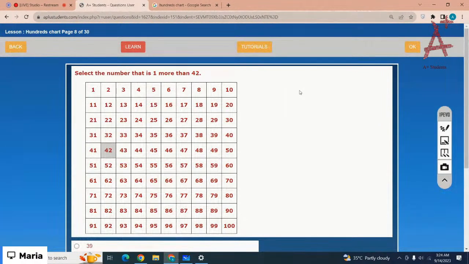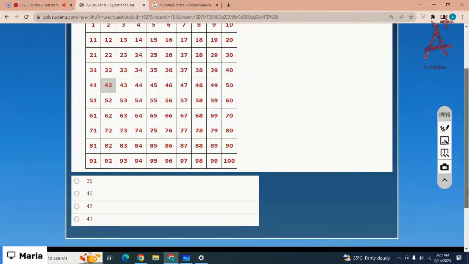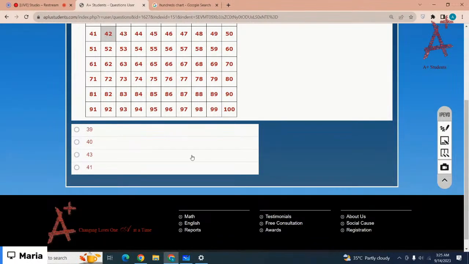Okay, select the number that is 1 more than 42. So which is the correct option? So one more means that is 43. The correct option is 43, right?